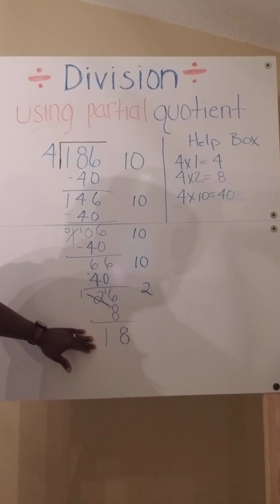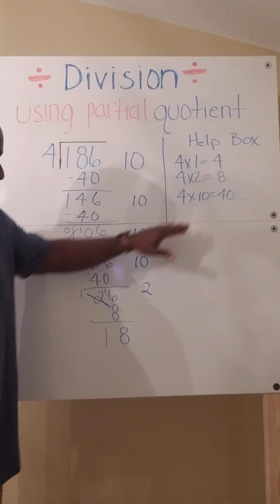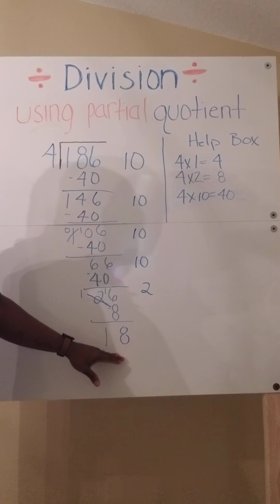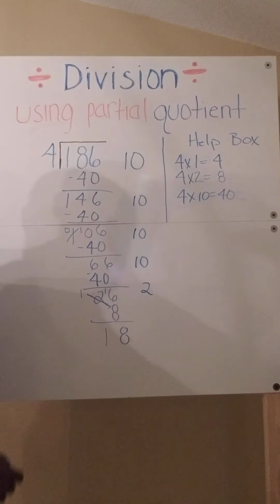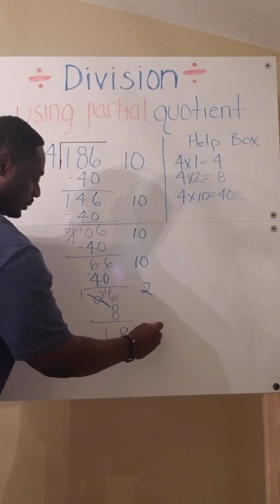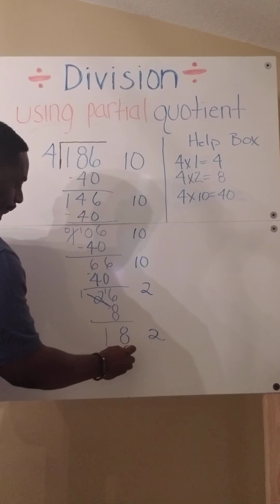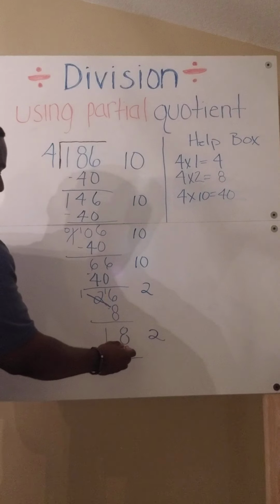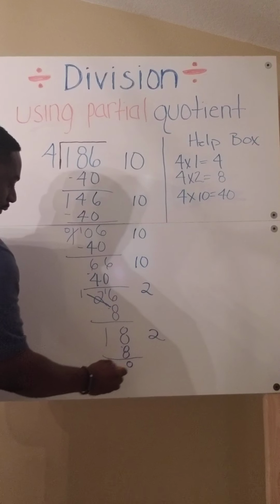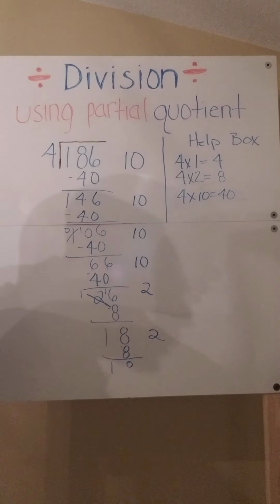So I'm going to do the same steps again. 4 times what number in my help box will get me to 18 without going over? Again, the closest number is 4 times 2, which is 8. So I'm going to put my 2 off to the side. I know that 4 times 2 is 8. I'm going to take 8 from 18. 8 from 8 will give me 0. And I bring my 1 down. You guys still with me?